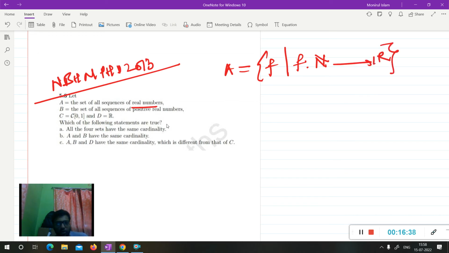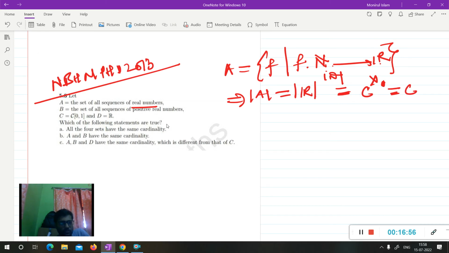Okay, so what will be the cardinality? You can easily find the cardinality. The cardinality will be the cardinality of the codomain raised to the cardinality of the natural numbers. So the cardinality of R is continuum C and the cardinality of the naturals is alpha naught. Now C power alpha naught is obviously C. C power alpha naught is obviously C.